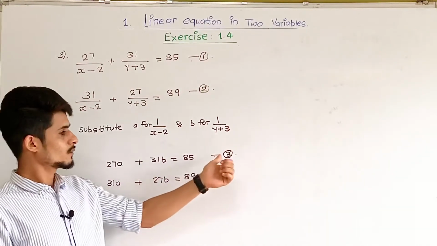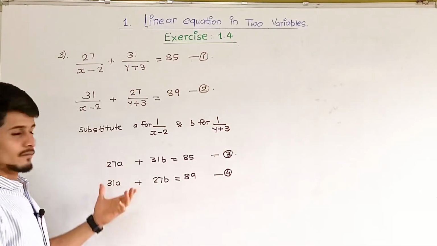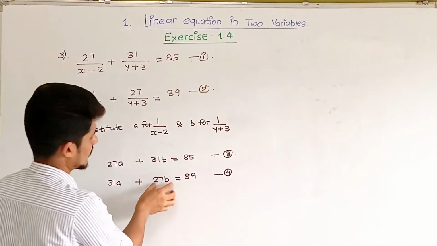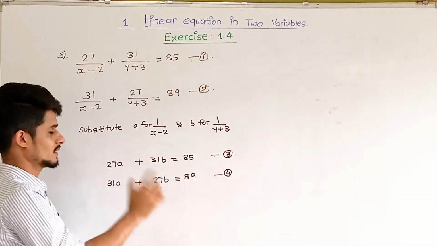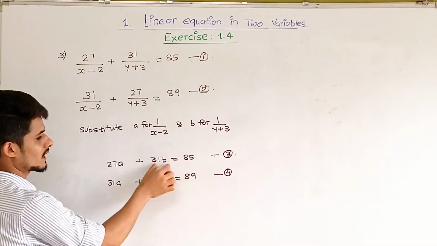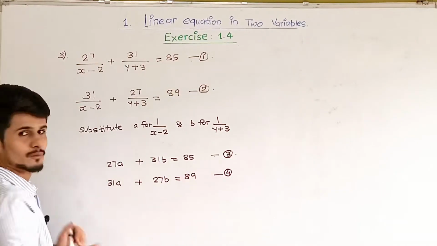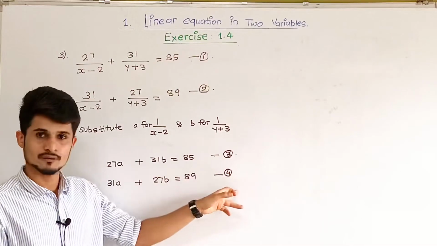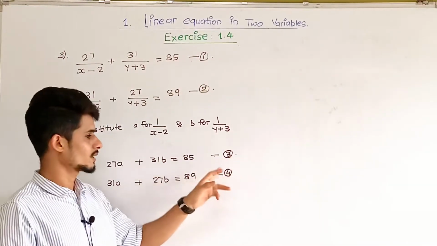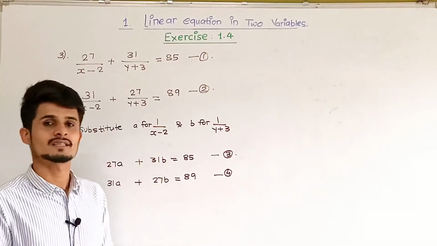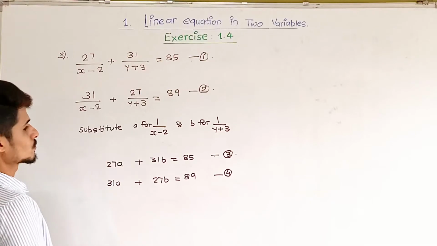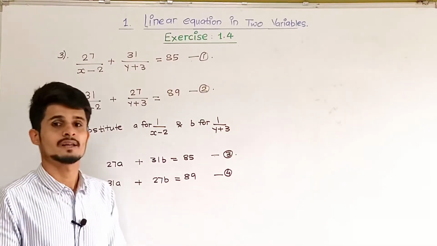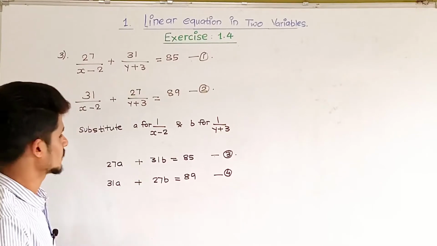As you can see in equation 3 and equation 4, the value of a is the same as the value of b in the next equation, that is 27. Similarly, the value of b in the first equation is the same as the value of a in the second equation, that is 31. So in such a case, we have to add equation 3 and equation 4 once, and subtract equation 3 and equation 4 once, just as we did in exercise 1.1. So first we'll add equations 3 and 4, and then we'll subtract equations 3 and 4, and after that we'll get two equations and we'll find the values of a and b.